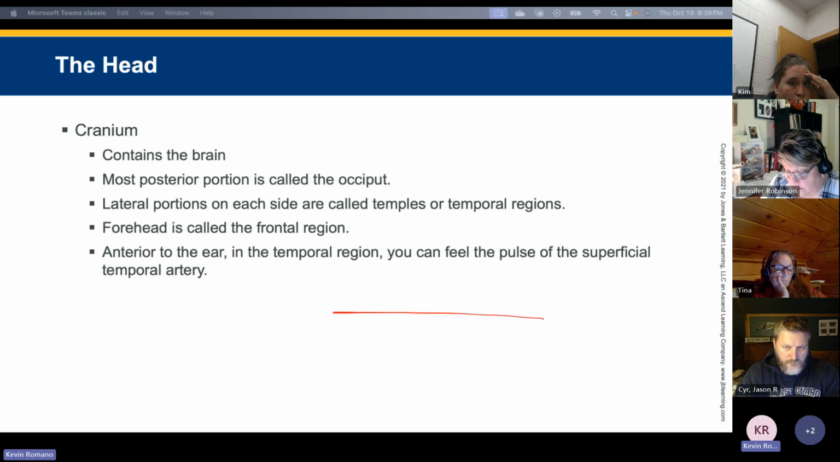Right, so each side of the cranium, the lateral portions, are called the temples or the temporal region. The bone underneath it would be the temporal lobe. The forehead is called the frontal region, which then has the frontal bone. And which lobe would that be? Frontal, right? Pretty simple stuff. Then we have our parietal as well, we'll talk more about later on too. The forehead, obviously frontal. Anterior to the ear is called the temporal region, where you can feel a pulse of the superficial temporal artery.